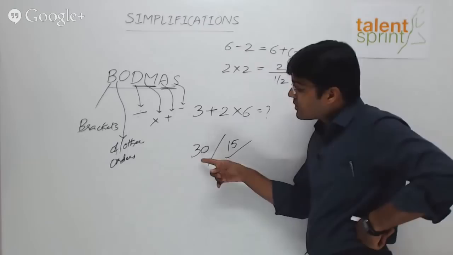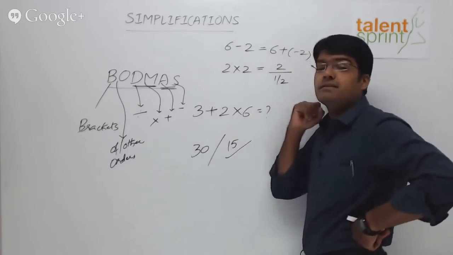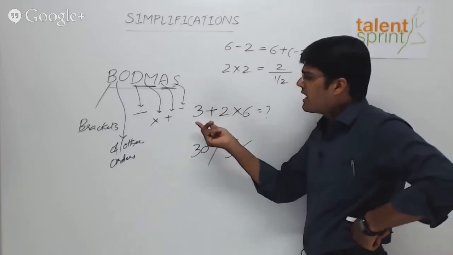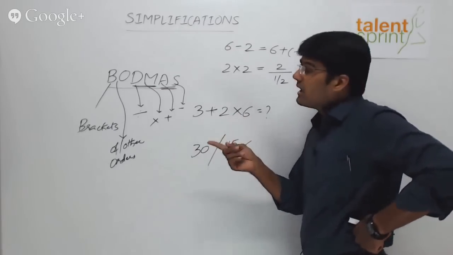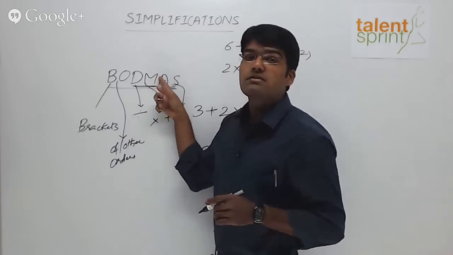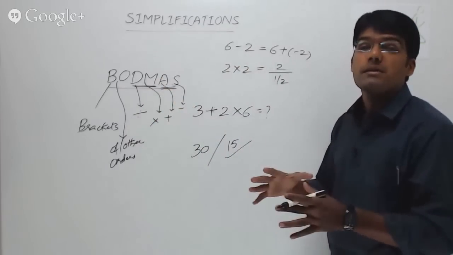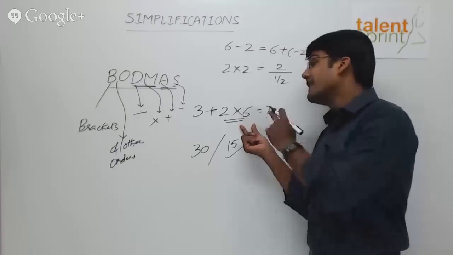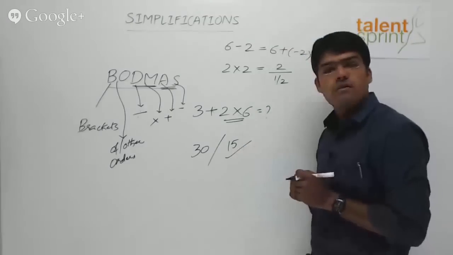Because if you take 30 as the answer, you're going against the rule. Look at the equation, 3 plus 2 into 6, right? Addition and multiplication. If you look at the rule, what comes first? Is it multiplication or addition? Multiplication comes first. So 2 into 6 has to be performed first. 2 into 6 is 12. Then you go for addition. So 12 plus 3 gives you 15, right?